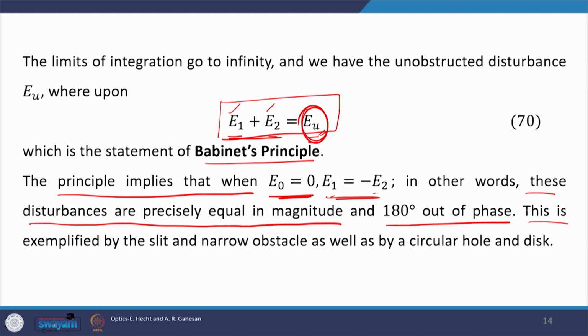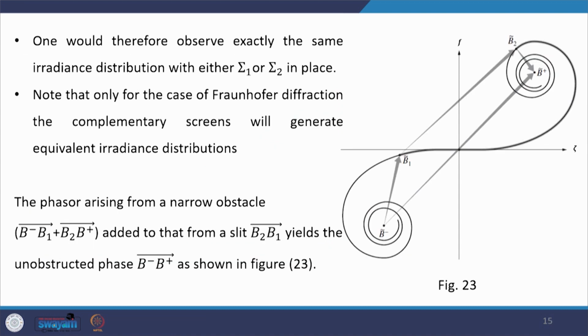Now, this is exemplified by the slit and narrow obstacle as well as by the circular hole and the disc. This is what we studied earlier in our last classes, where we saw that the pattern produced by a single slit is almost equal to the pattern produced by a narrow wire. Similarly, the pattern produced by a circular aperture is almost equal to the pattern produced by a disc, but this statement is only true if we are in the Fraunhofer region.